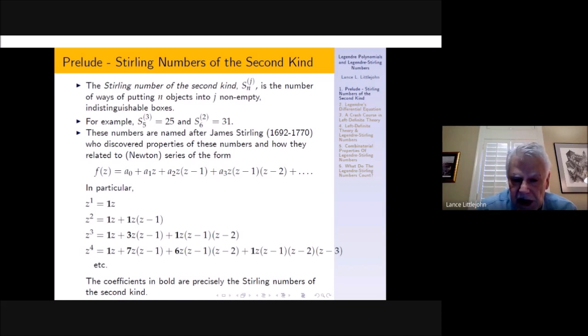And look at z cubed, how you can write z cubed in terms of falling factorials. You get the Stirling numbers 1, 3, and 1. And same thing with z to the fourth. You get the Stirling numbers of the second kind, 1, 7, 6, and 1, okay?